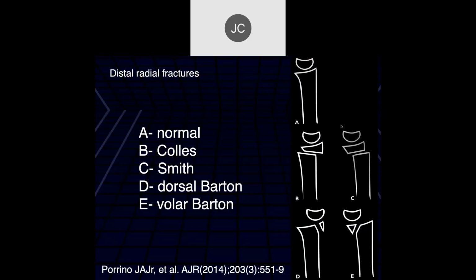Okay, and then we could talk about distal radial fractures. This is a description of the normal appearance of the lunate with respect to the radius, with about 15 degrees of volar angulation of the distal radius. A Colles fracture is a transverse fracture of the distal radius with dorsal displacement. A Smith fracture is a transverse fracture of the distal radius with volar displacement. A Barton's fracture is where the fracture extends into the joint space, and a volar Barton's fracture is where the fracture extends into the joint space volarly. And notice you get some displacement with the Barton's fractures.